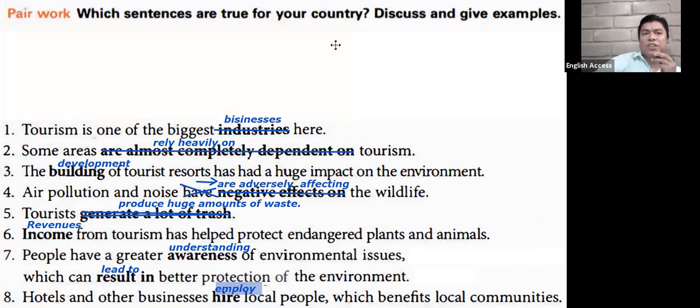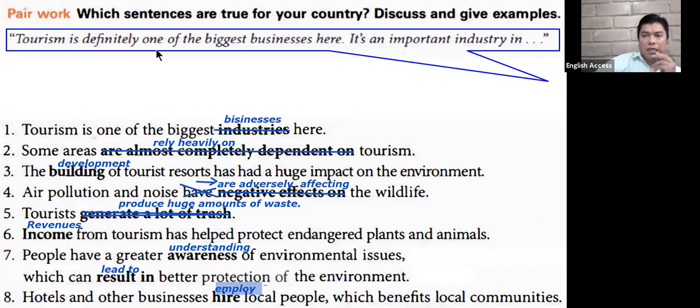No? Which sentences are true for your country? Discuss and give examples. An example would be, tourism is definitely one of the biggest businesses here. It's an important industry in... What about you? What do you think? What is your opinion? Which of these 8 sentences is true for your city?